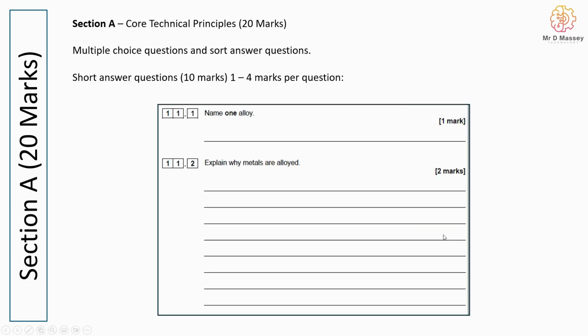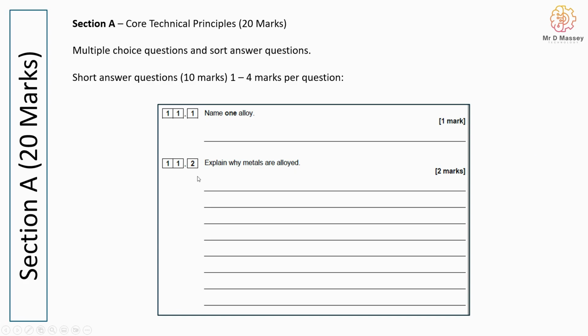Once you finish the multiple choice questions, you'll move on to short written answers. Sometimes they're 4 marks, but here are some typical questions here, which are 1 mark and a 2 mark question. So here's one, name one alloy. So an alloy is a combination of 2 or more metals. So an example of an alloy might be brass, which is copper and zinc.